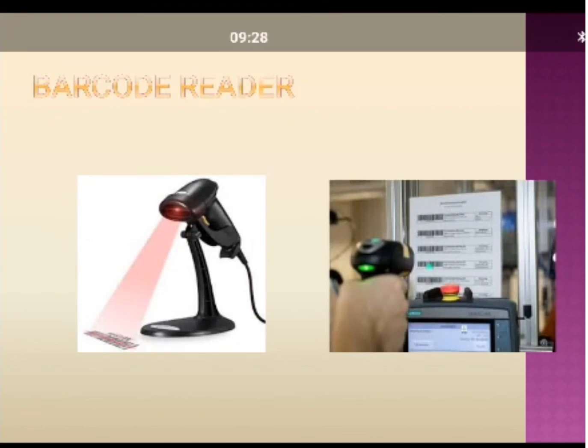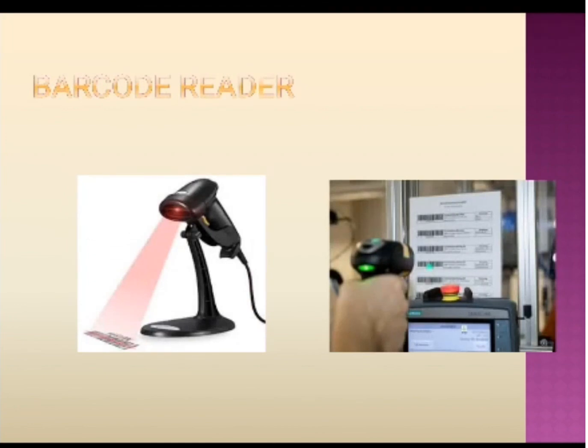Then we have your barcode reader. Barcode reader is a scanner used to input data from barcodes. Now, what is a barcode? Barcode is a set of lines of different thickness that gives information about the product, like its price, manufacturing date, etc. And barcode reader is used to scan those lines and input that information in the computer system.